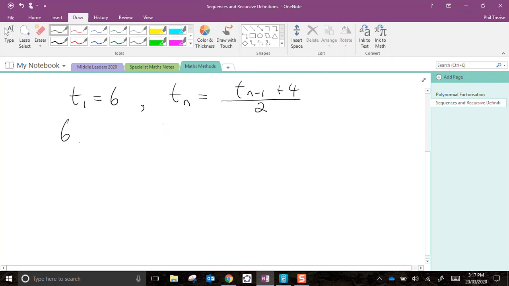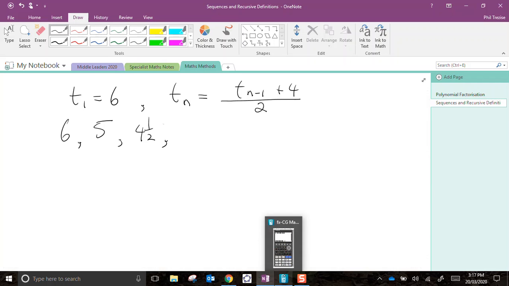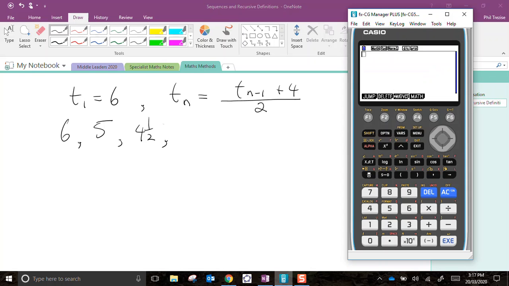Now, let's start writing down the terms in this sequence. Well, the first term is number 6. That's been given to us. Now, how would we calculate this next one? We would say, if I want the second term, the previous one is 6 plus 4 is 10. 10 divided by 2 is 5. How would I find the next one? I'd say 5 plus 4 is 9 divided by 2. That's 4.5.